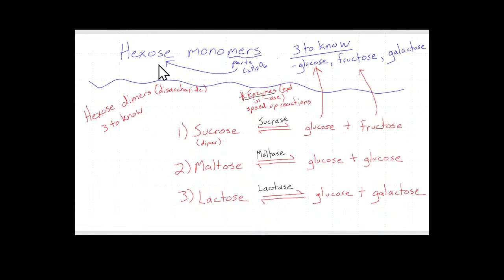However, there are some hexose monomers I'd like you to know, and that includes 3 that we will discuss in this class. One is glucose, which we've already mentioned, fructose, and galactose. Even though these are different sugars, they all have the formula C6H12O6, and that's because if you rearrange the carbon and hydrogen and oxygen atoms, you can convert from one sugar to the other.